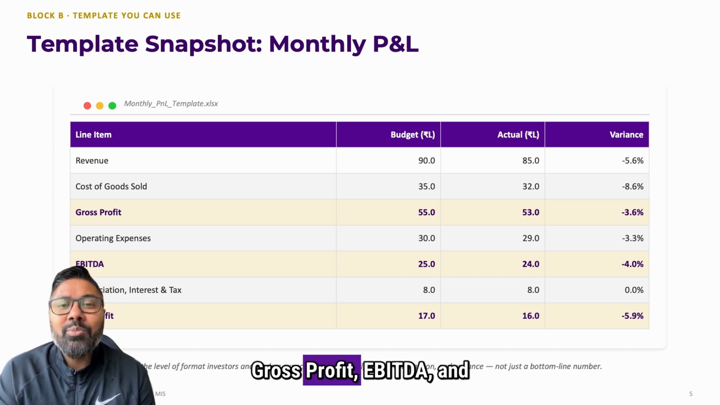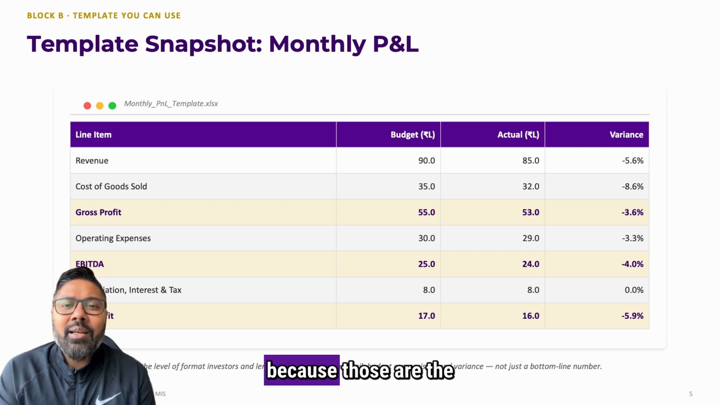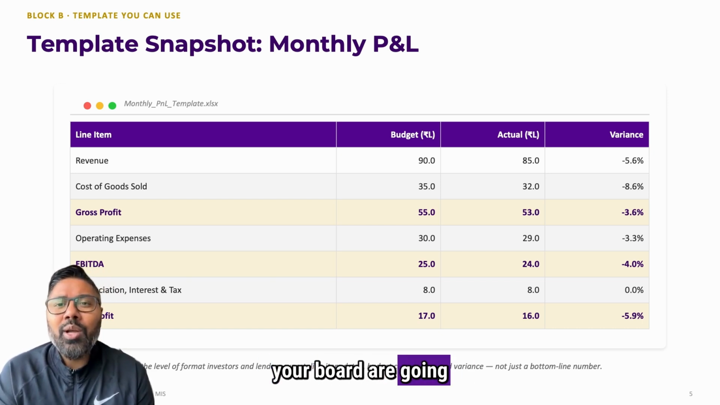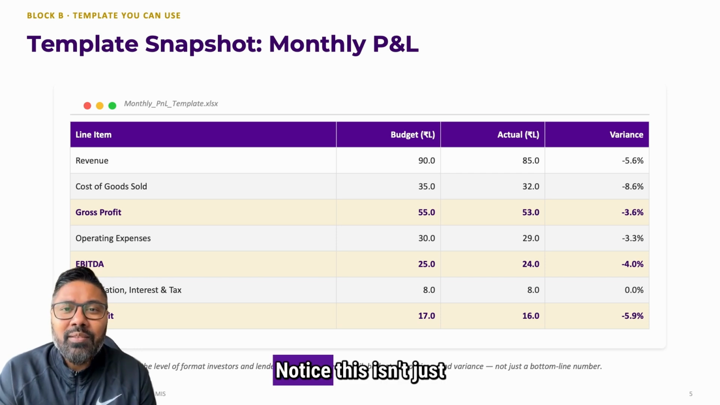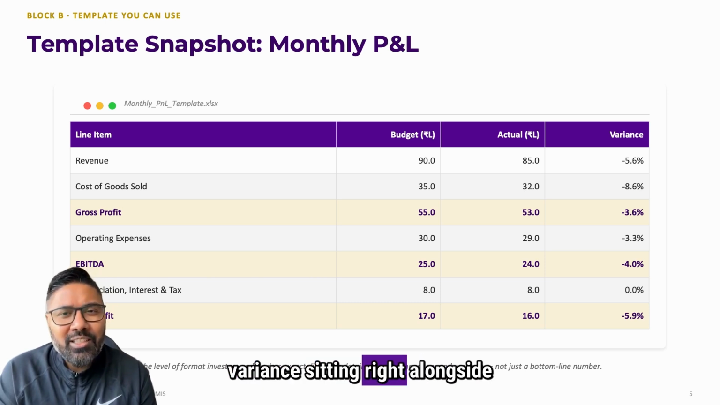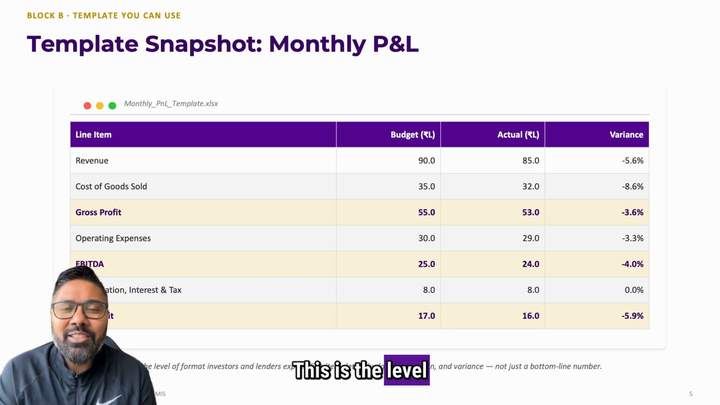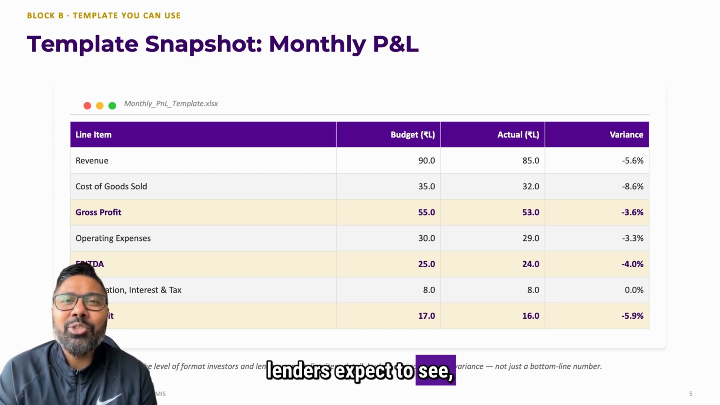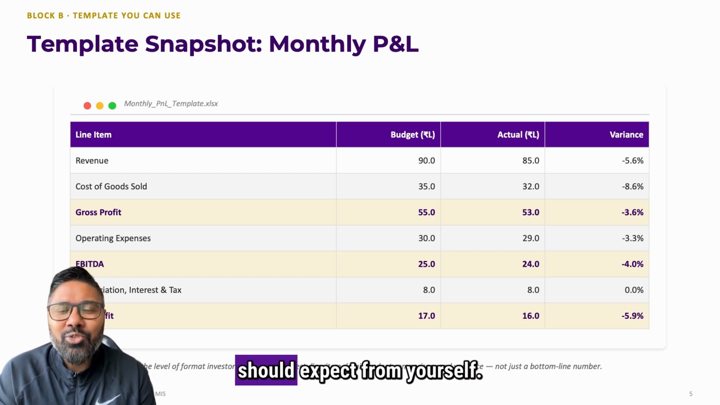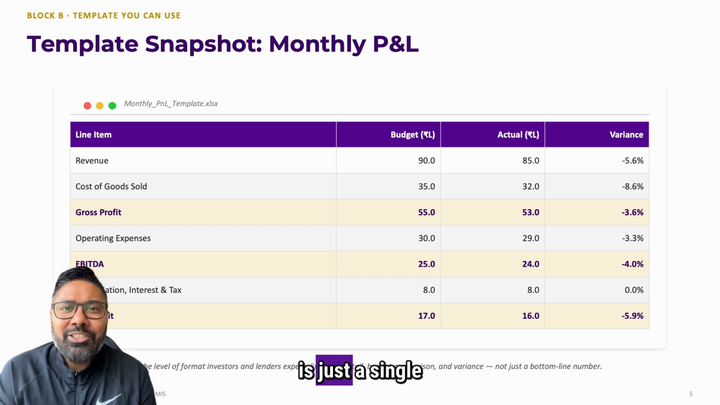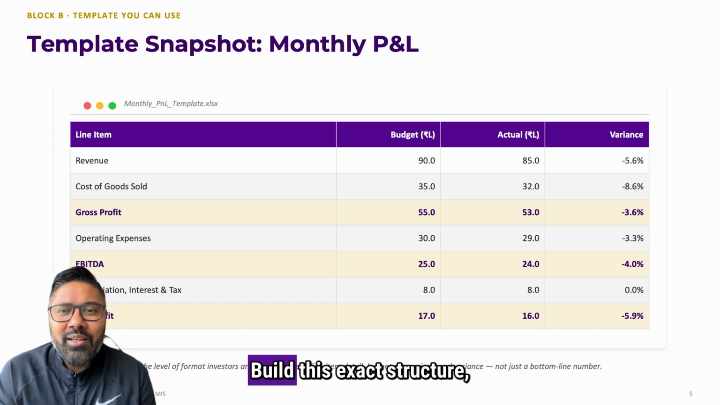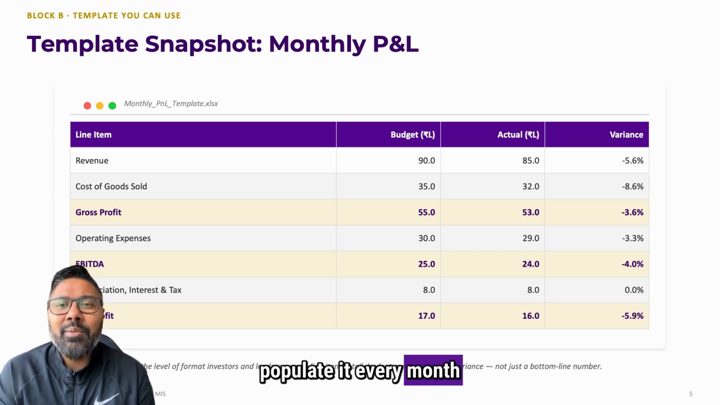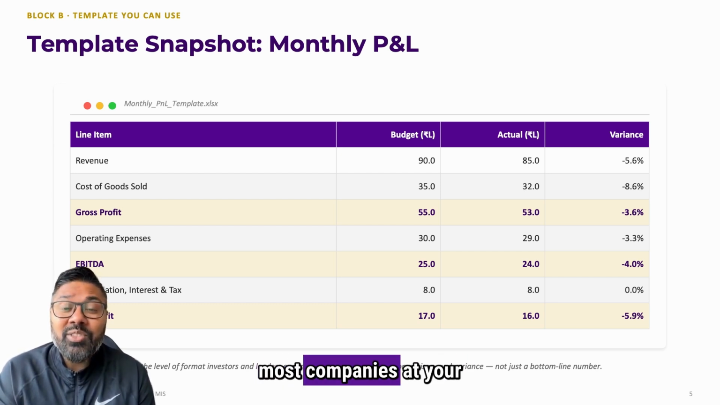As you move down, gross profit, EBITDA, and net profit are highlighted because those are the 3 numbers you and your board are going to look at first in any monthly review. Notice this isn't just a bottom line number sitting by itself. It's the full walk from revenue down to net profit, with budget and variance sitting right alongside every single line. This is the level of detail investors and lenders expect to see, and frankly, it's the level of detail you should expect from yourself. If your current P&L is just a single column of numbers with no comparison and no context, that's your first fix. Build this exact structure, populate it every month without fail, and you'll already be ahead of most companies at your stage.